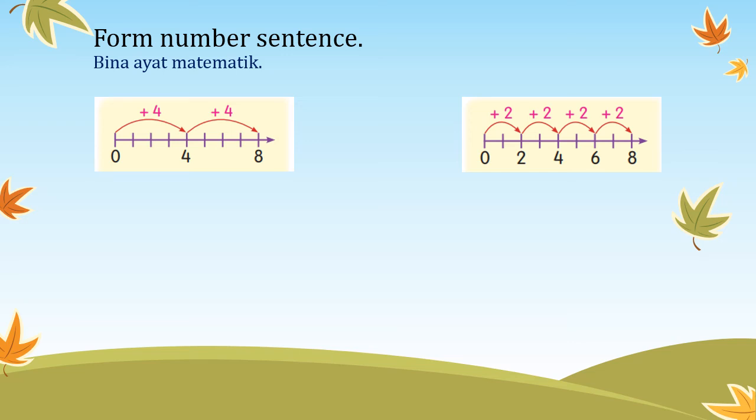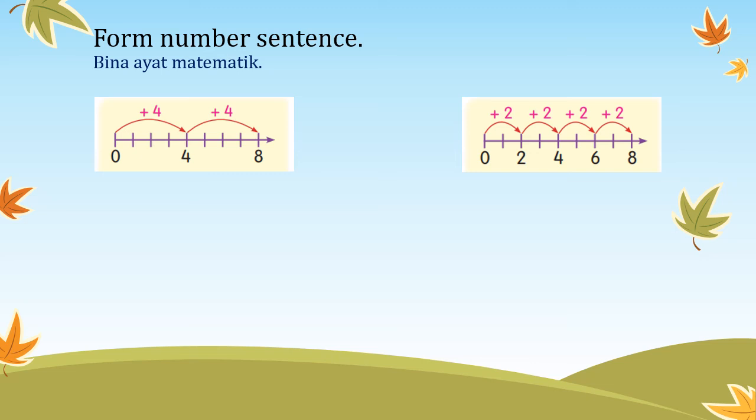Okay, now let's look at how to form number sentence involving the number lines. Ya, macam mana kita nak bina ayat matematik melibatkan garis nombor. Ya, ini kita panggil garis nombor. Okay, look at the first picture. Okay, tengok gambar yang pertama yang ada 4 dan 8 tu. 0, 4 dan 8. Okay, how to form the number sentence for multiplication?